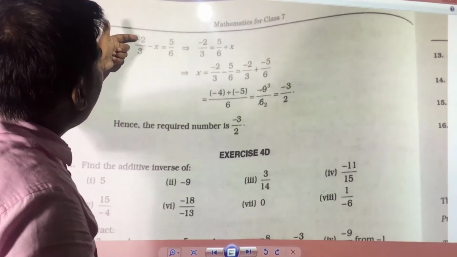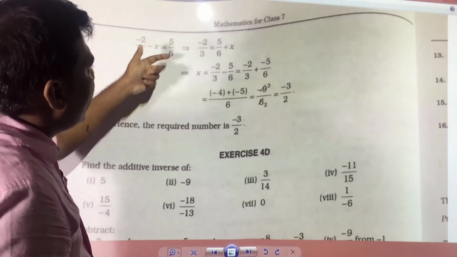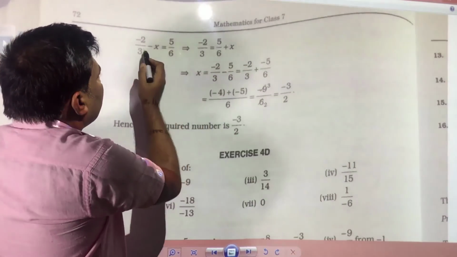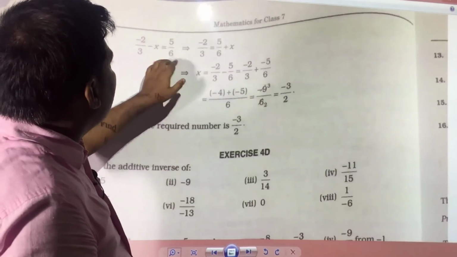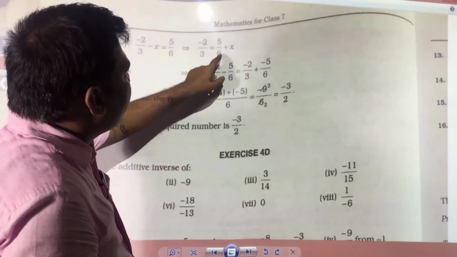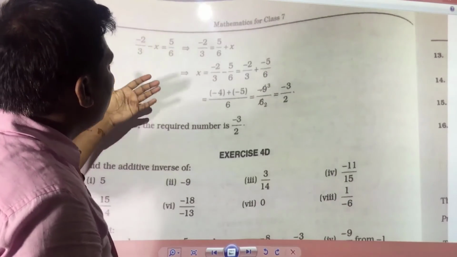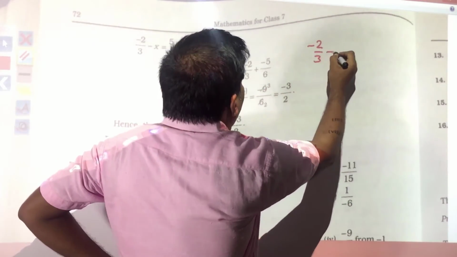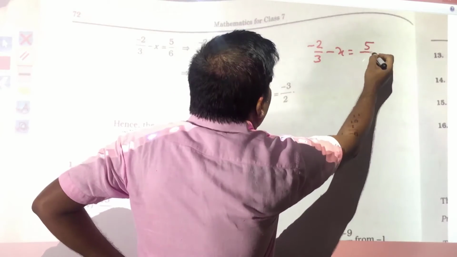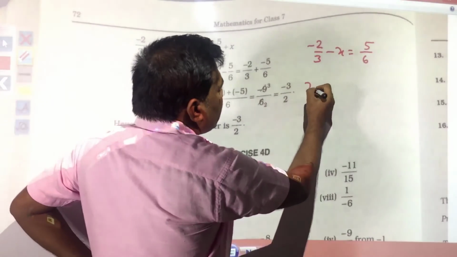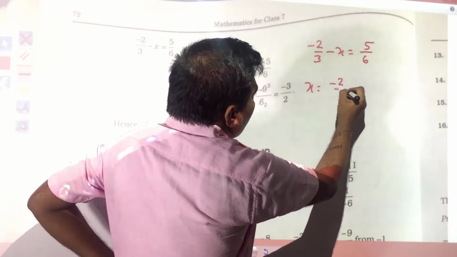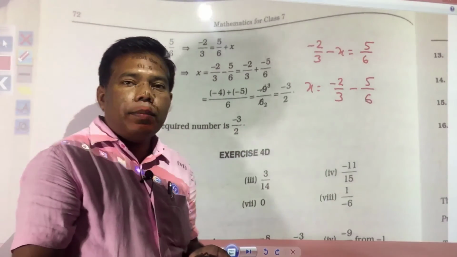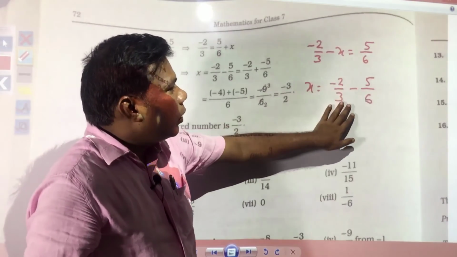And then minus 2 by 3 minus x is equal to 5 by 6, and here you see that implies minus 2 by 3 minus x is equal to 5 by 6. It means x will be equal to minus 2 by 3 minus 5 by 6, as I had given an example and made you understand how it will happen.